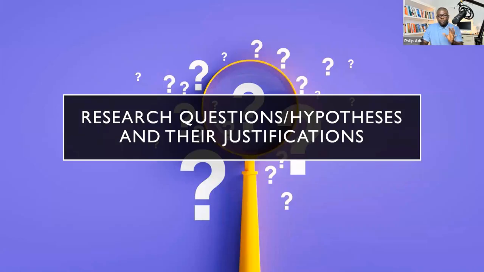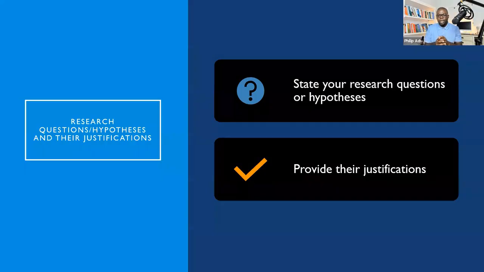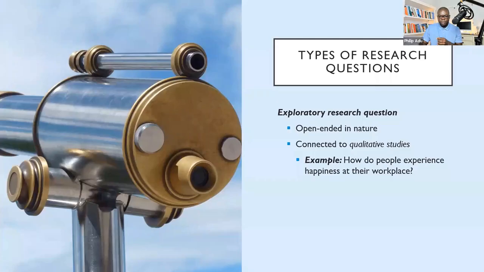Then you talk about your research questions and/or your hypothesis and provide justification. So here, what you have to do is to state your research question or your hypothesis. Then you provide the reason why you think it's important for you to address these questions or test this hypothesis.